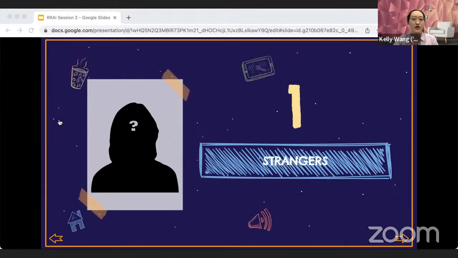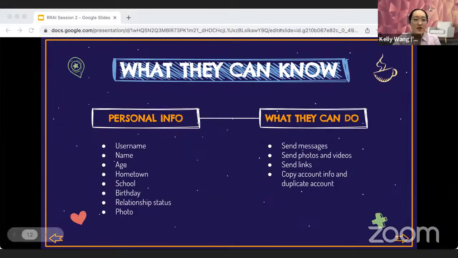Starting off with strangers. The thing with real life strangers is that they can take a look at you and know very little, but online they can know so much more. Every user, depending on what platform you use, can see your username and name and profile photo. And platforms like TikTok and Twitter and Instagram can also give you the option to write a biography or bio. And you'll see people listing out a lot of information about themselves in their bios for all to see. And this could include your age, your hometown, what school you go to, your birthday, your relationship status.